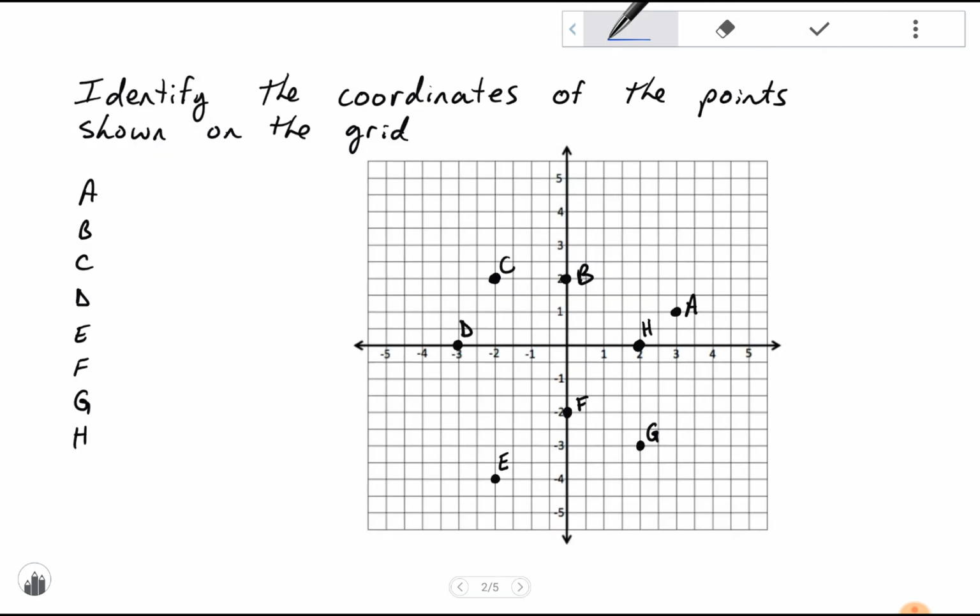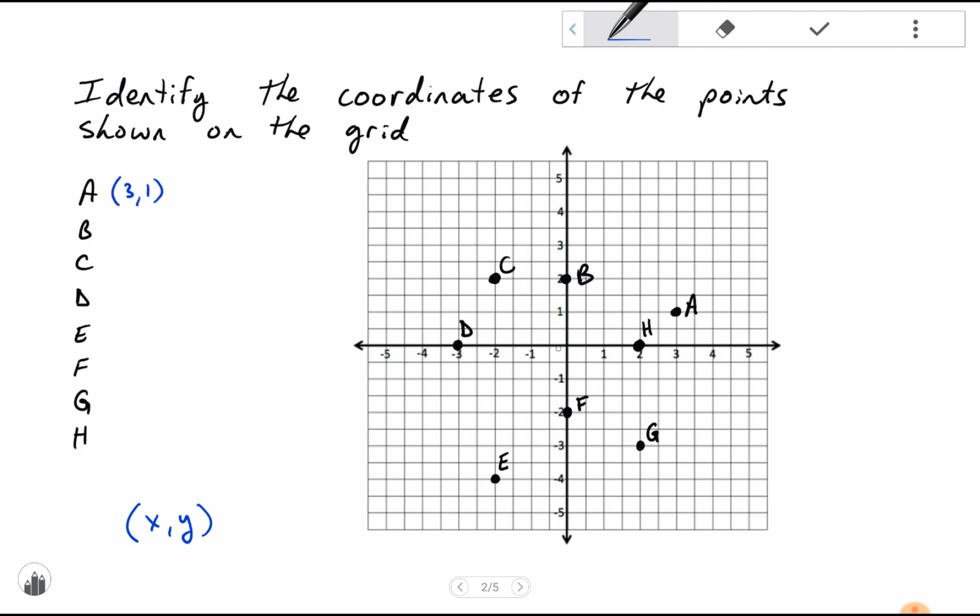Next, let's identify the coordinates of the points shown on the grid. So we've got A through H here, and so they've already been labeled, and now we're going to identify where each one is. So again, we're going to put them into coordinates like this, x and y. So we're always going to look in the horizontal direction first and then in the vertical direction. So A, to get to A, we move to the right 3 and then up 1. So that means A is at 3, 1.